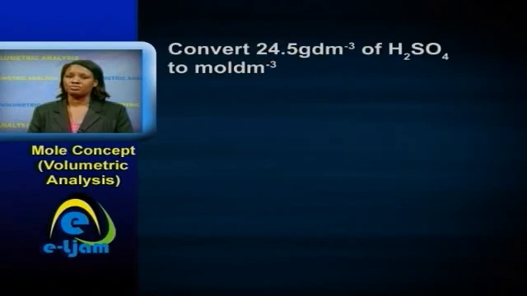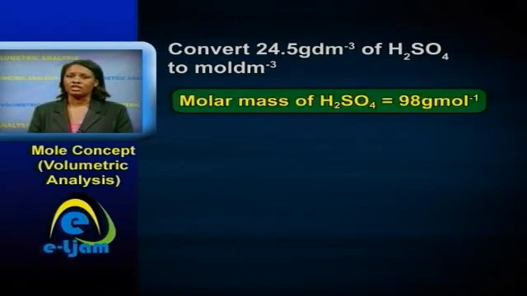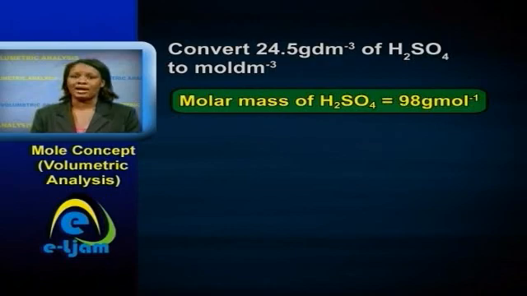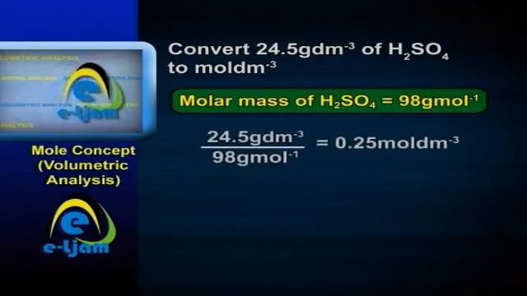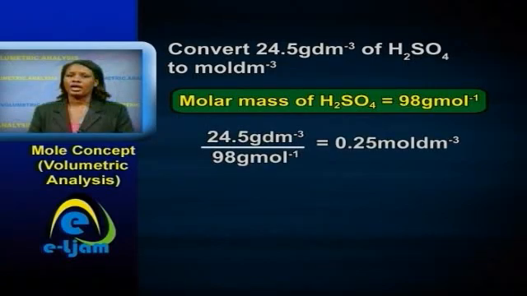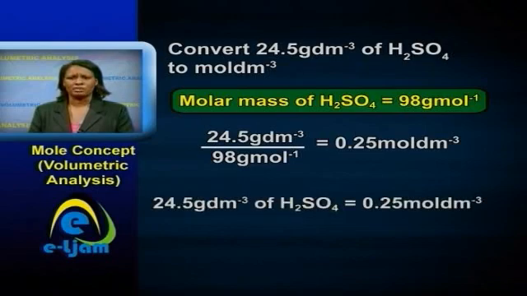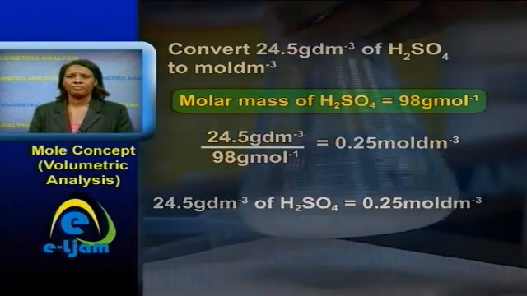Example 2. Convert 24.5 grams per dm cubed of sulfuric acid to moles per dm cubed. Divide 24.5 by the molar mass of H2SO4. Hence, 24.5 grams per dm cubed of sulfuric acid is equal to 0.25 moles per dm cubed.